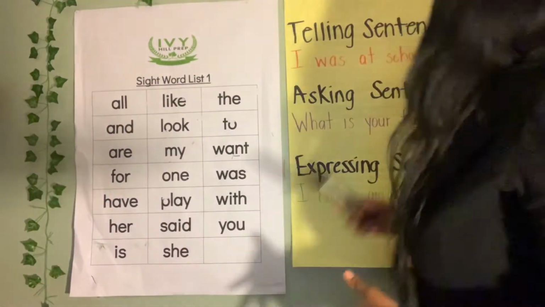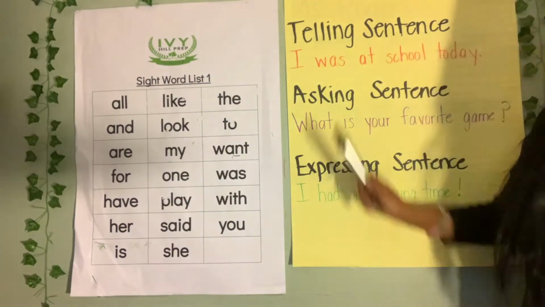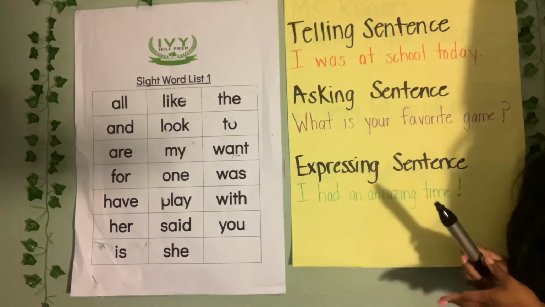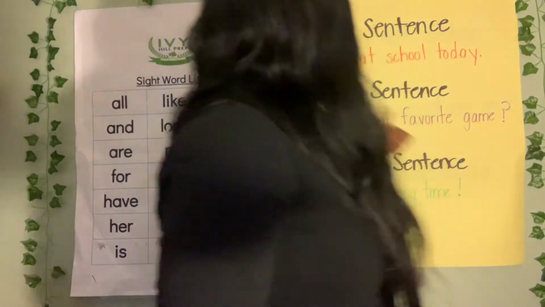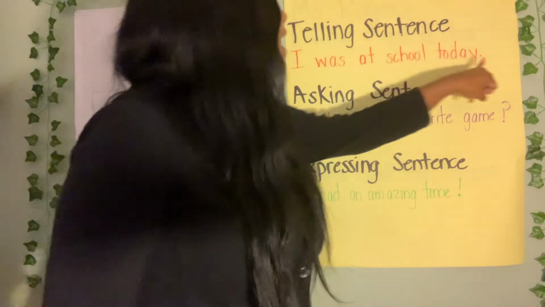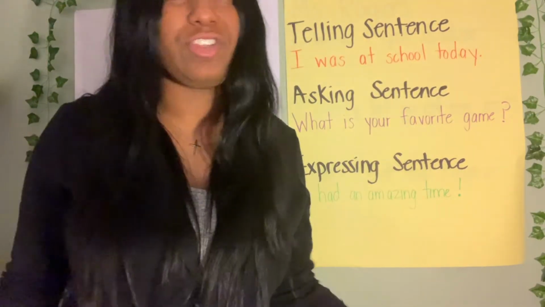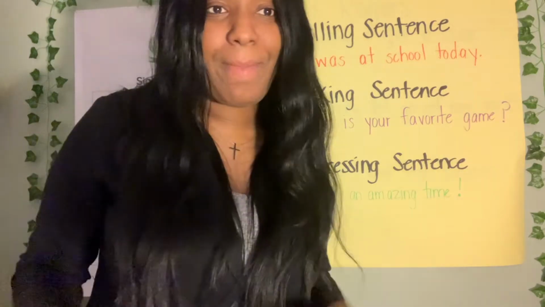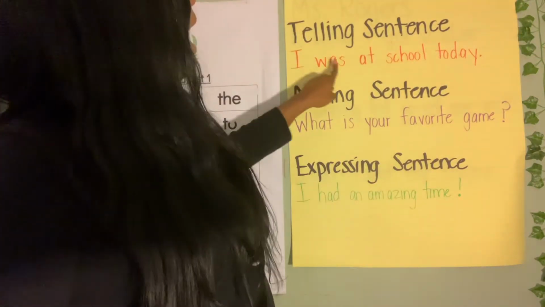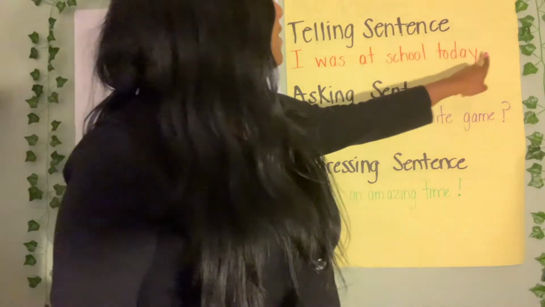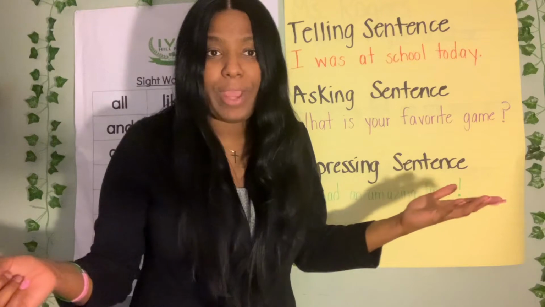Now, scholars, we have learned some new types of sentences, right? We learned what a telling sentence is, and a telling sentence is when we're telling somebody something, right? We know we always start with the capital letter and we end with a period when we're having our telling sentence. So, for example, if Miss Rogers was to say, I was at school today. This is what this says. It says, I was at school today. That's a telling sentence because I just told you guys what happened, right?